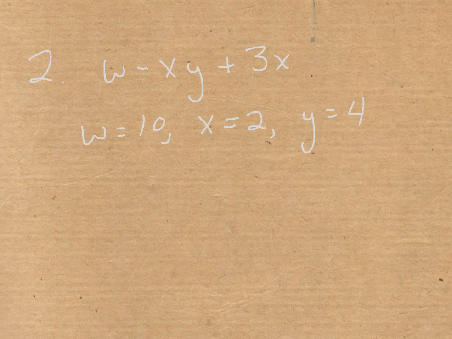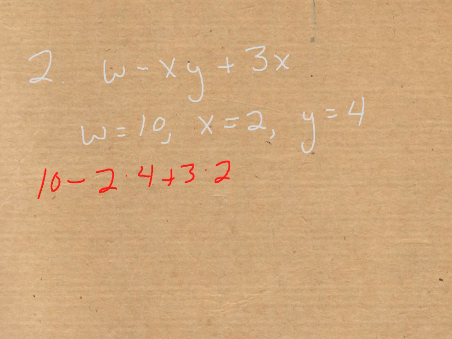Next problem is W minus XY plus 3X. W is equal to 10, X is equal to 2, Y is equal to 4. Now we're going to go ahead and make our substitutions. So W is going to be 10 minus X, which is 2, my Y, so it's times 4, plus 3 times my X value, which is going to be 2.